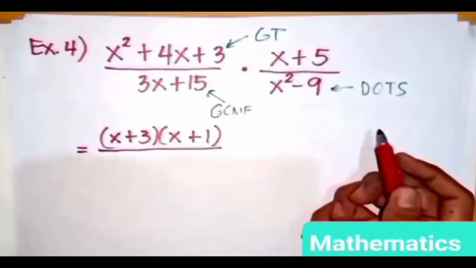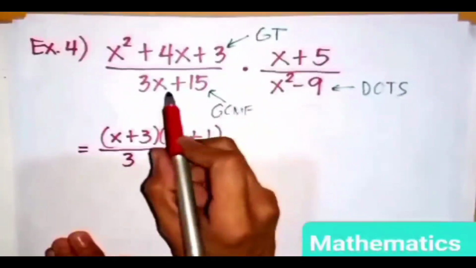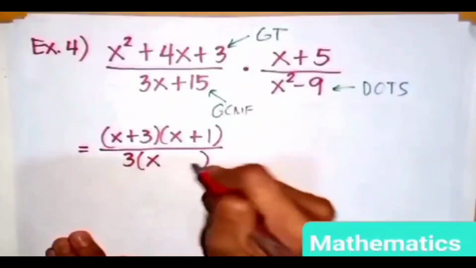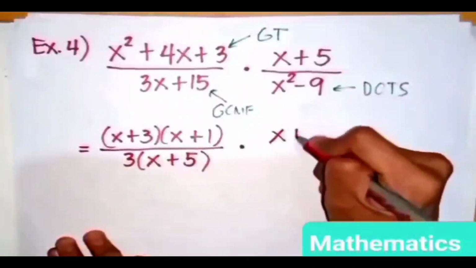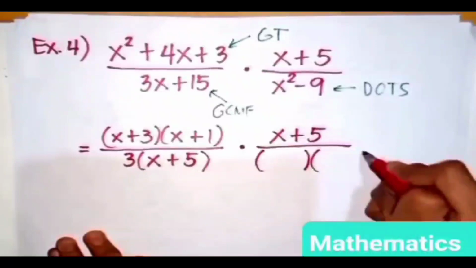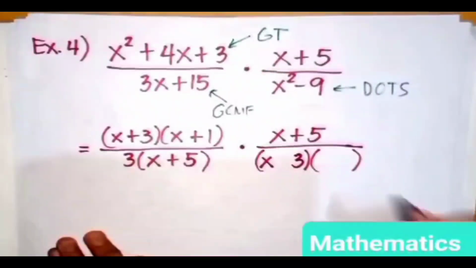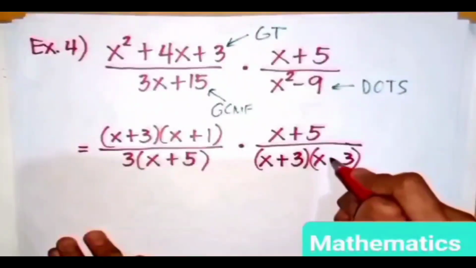Next, ito namang 3x plus 15. Ano ang GCMF? The greatest common monomial factor ay 3. Then, we now divide itong binomial na to by 3 para makuha yung ating remaining factor. 3x divided by 3 is x, 15 divided by 3 is 5. Positive 5. Next, copy lang natin yung x plus 5. And then itong x squared minus 9 naman, dalawang kanyang factors. We get the square root of x squared and the square root of 9. Square root of x squared ay x, square root naman ng 9 ay 3. Ganun din sa kabila. So, x, then 3. X plus 3 itong isa, yung isa ay x minus 3.